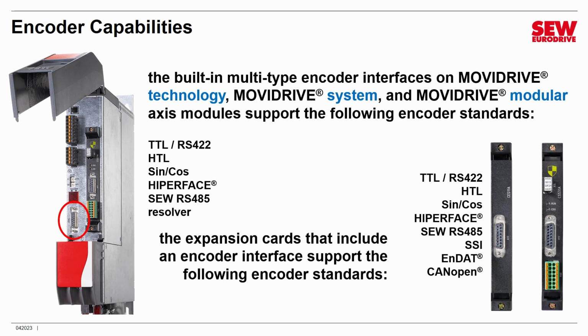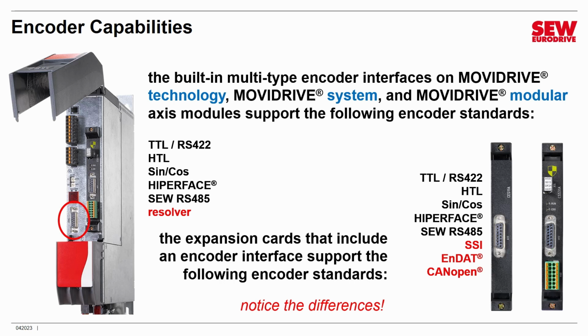They support TTL, RS422, HTL, sine cosine Hyperface, SEW RS485, and they support three others that the built-in does not: SSI, NDAT, and CANopen. So there's some extra ones. So do note the differences. Notice they don't support a resolver. You cannot use a resolver on the expansion card. You can use it on the built-in. So there are some differences.